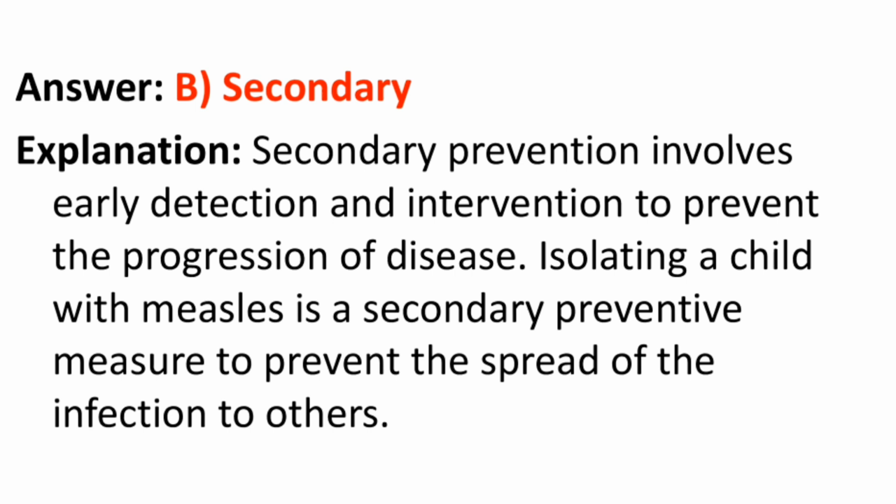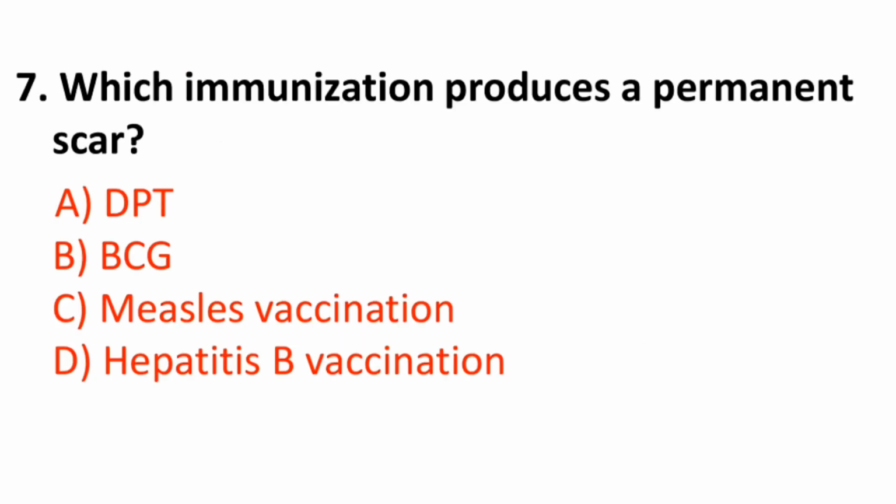Secondary prevention involves early detection and intervention to prevent the progression of disease. Isolating a child with measles is a secondary preventive measure to prevent the spread of infection to others.